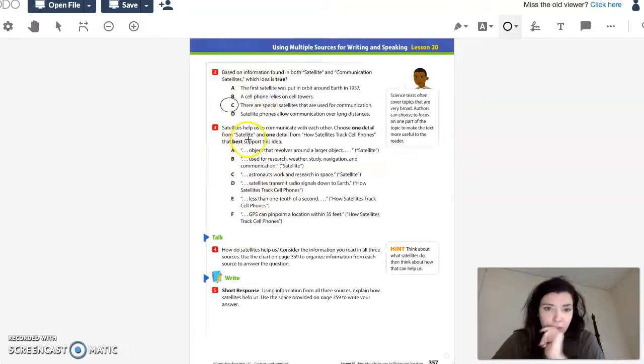Okay, number 3. Last one. Satellites help us to communicate with each other. Choose one detail from satellite and one detail from how satellites work or attract cell phones to best support this idea. Okay, so we need to find 2 quotes that help us to see how satellites help us to communicate with one another.